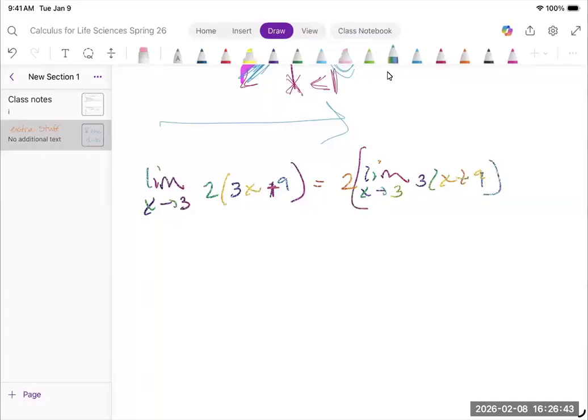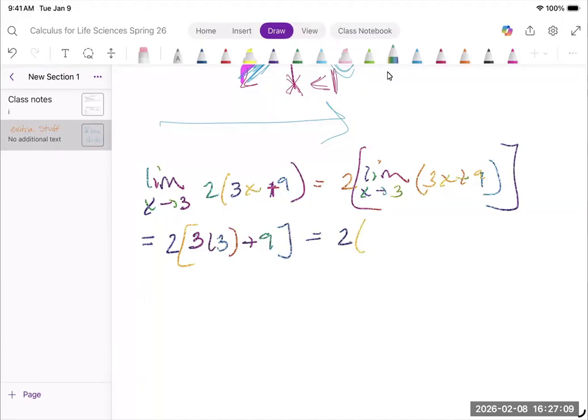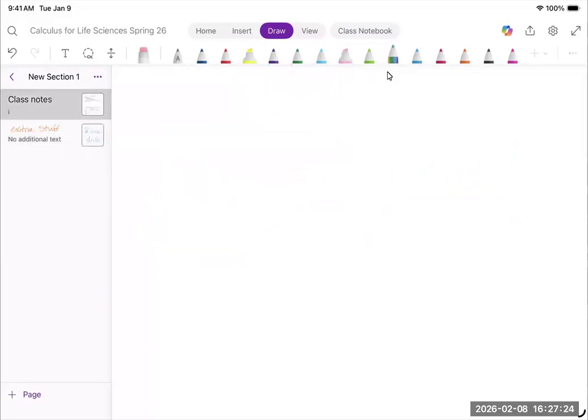Essentially what that says is I can solve just the limit and ignore the 2. Sorry, hang on, I just realized that parenthesis needs to be on the outside. There we go. So this is 3 times 3 plus 9. 3 times 3 is 9, so 9 plus 9 is 18. Then it's now just 2 times 18, which is 36. That's all that means. A lot of times, you'll find that pulling out that constant makes our lives easier.